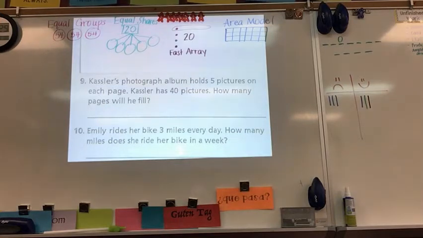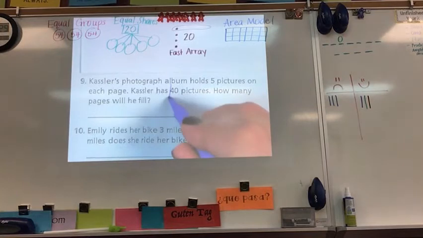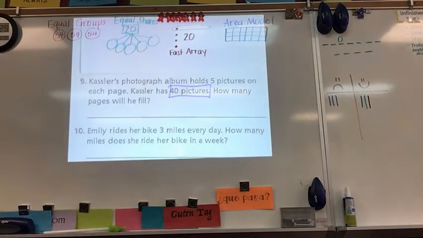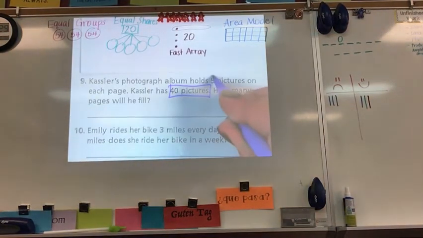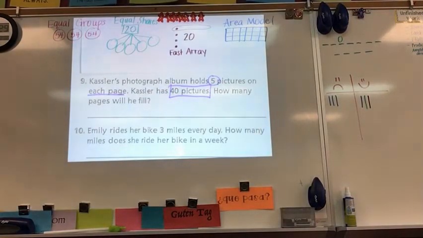What's some key information? Emerson. 40 pictures. Okay, and that sounds like his total, right? So I'm just going to box it. He has 40 pictures. What else is key information, Hendrix? Each page. 5 pictures on each page, yes. What else? We're talking about a photograph album and pictures. Keegan? How many pages? So I know my label.